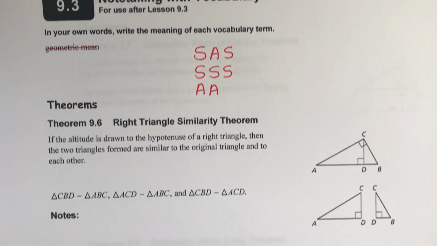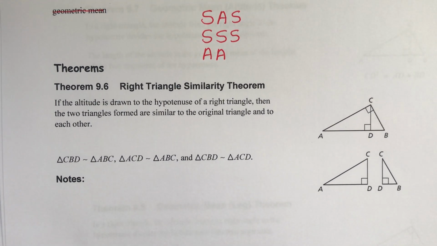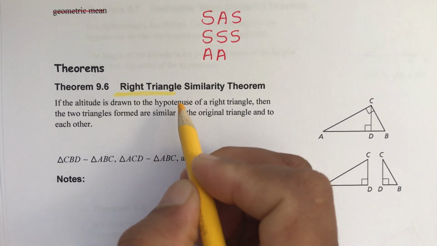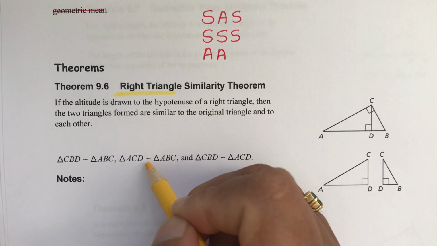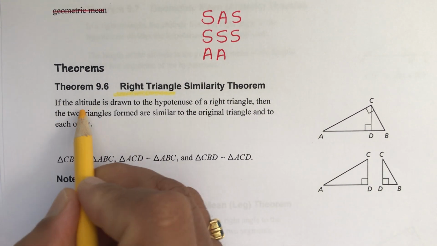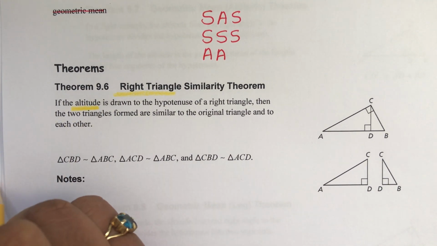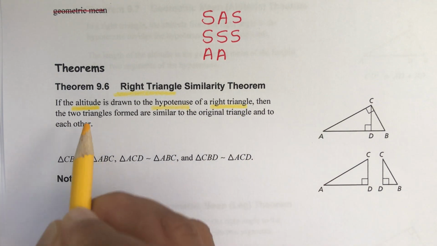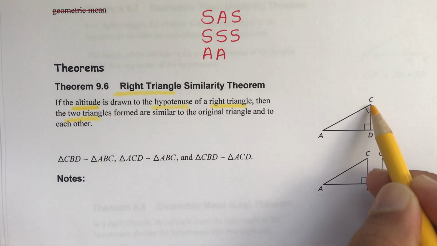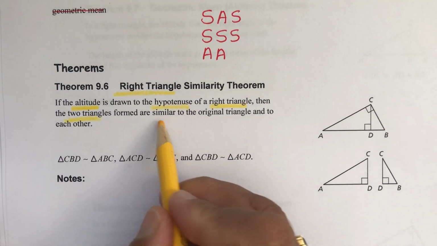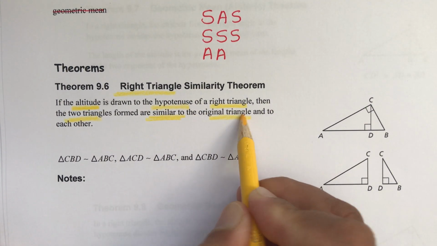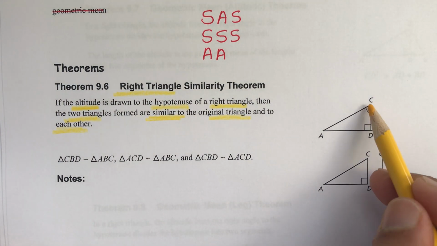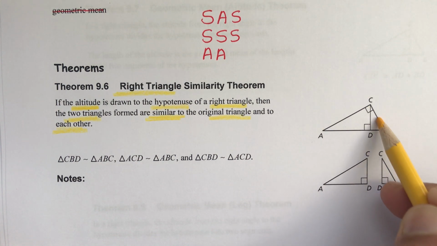So let's move to the very first theorem here. The very first theorem is the right triangle similarity theorem. So it's the similarity theorem in the context of right triangles. That says if the altitude is drawn to the hypotenuse of a right triangle, then the two triangles formed, you will see if you draw an altitude, are similar to the original triangle and to each other.